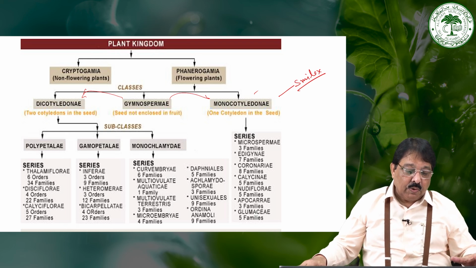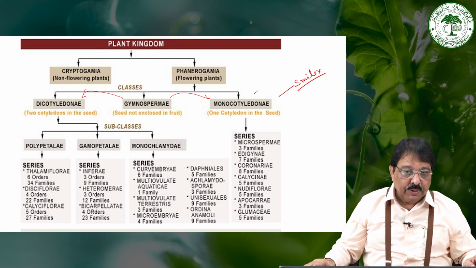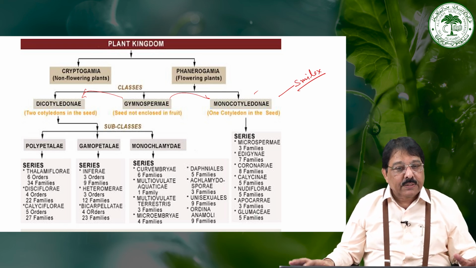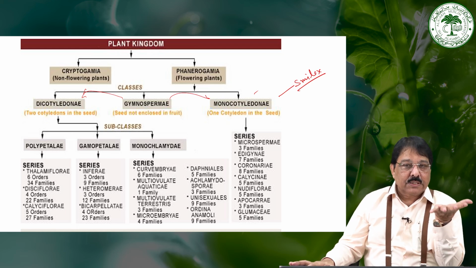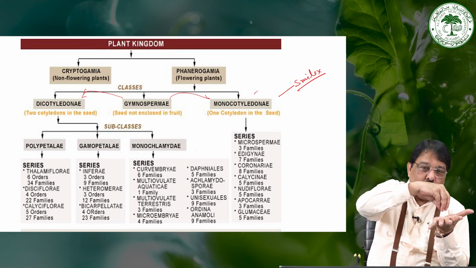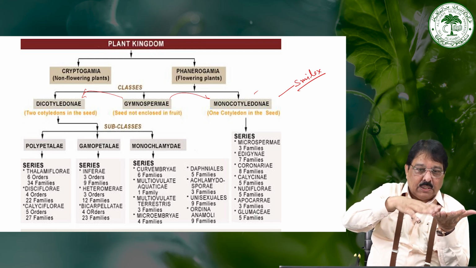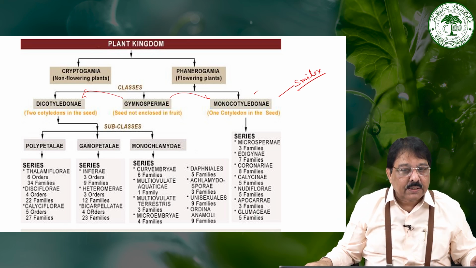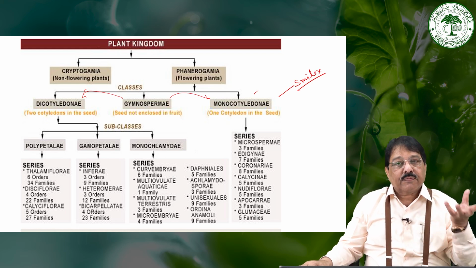Here this character you have to apply: the position of the ovary in relation to the thalamus. So what is the position? If the thalamus is flat and the ovary occupies the top position, and all the flower parts arise from the base of the ovary, then we would say that it is thalamiflorae. In case of the disciflorae, the thalamus would be of disc shape.